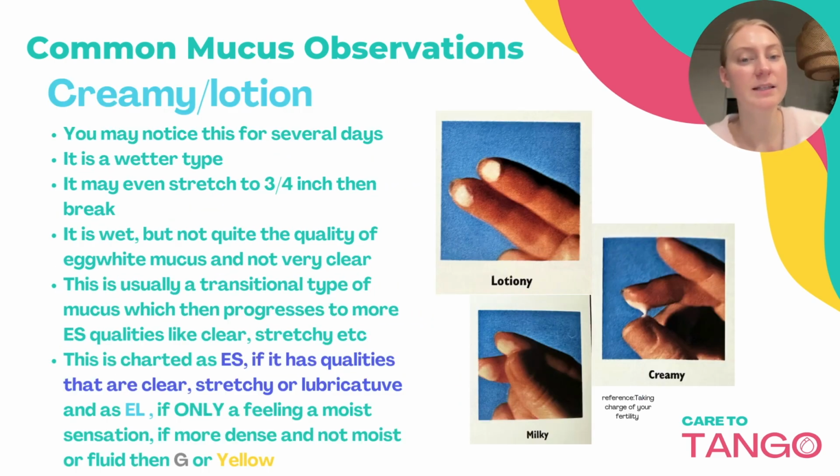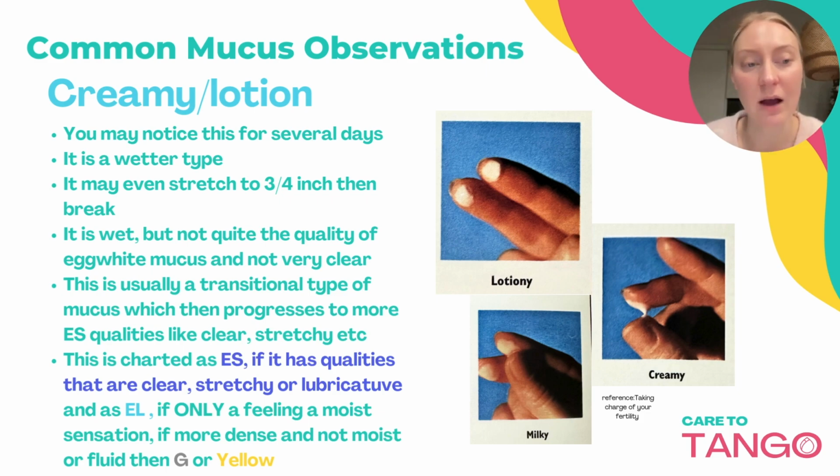The next type that we see is that creamy or lotion type mucus, and you may notice this for several days. It's a wetter type and it might even stretch to about 3/4 of an inch and then break. It is wet, but it's not quite the quality of egg white mucus, so it's not clear or stretchy. This usually is a transitional type of mucus, which then progresses to more ES qualities like clear and stretchy. And this is charted as ES. If you get that creamy lotion type and it's lubricative, because it is lubricative, it is charted as ES. If you're seeing a cloudy, stretchy mucus, that would be charted as ES as well.